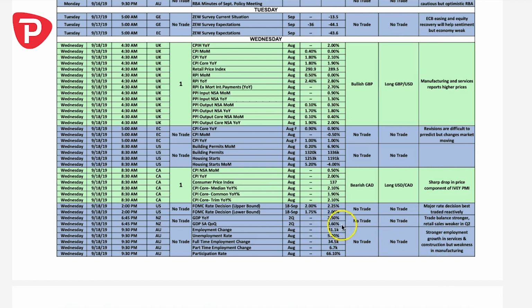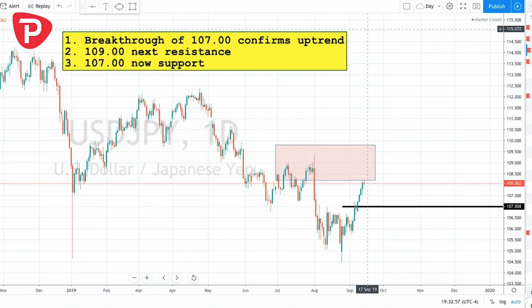Could be market moving. If that actually proves to be strong, and maybe labor proves to be weak, there's an opportunity there in the Aussie Kiwi to readjust. But we'll have to see how the data goes before we can trade it. Now, as far as the charts go, let's take a look at the charts here.